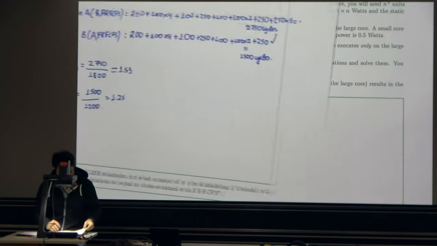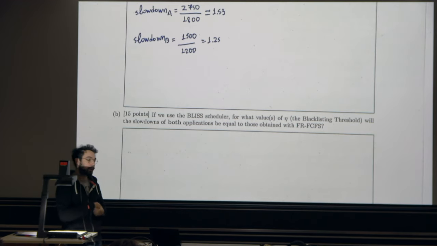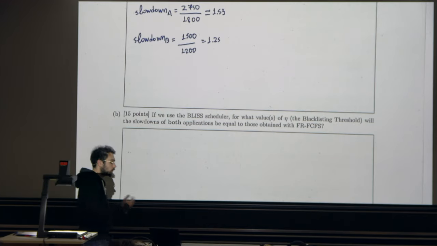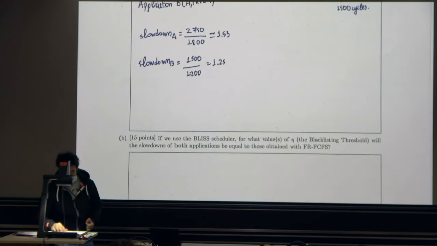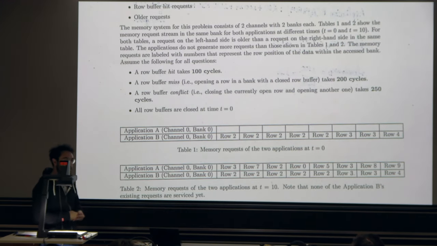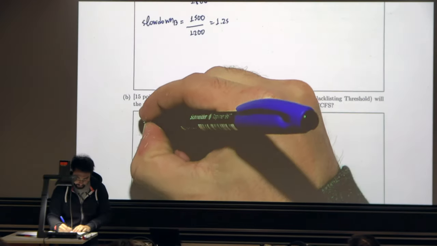Okay, let's see the second question. If we use the Bliss scheduler, which blacklists, for what values of n will the slowdowns of both applications be equal to those obtained with FRFCFS? So what we want here is the exact same slowdown, right? To have this exact same slowdown, we need to have the same order of servicing the requests. So the way this can happen is twofold. First, if we have n equals 0, then we execute the applications with FRFCFS, because we never blacklist. So one option is to have n equals 0.